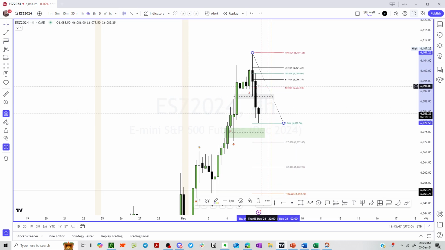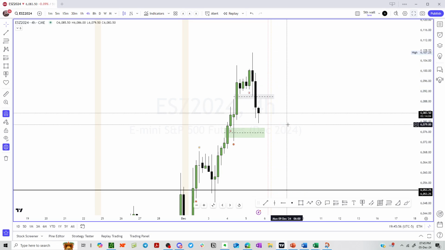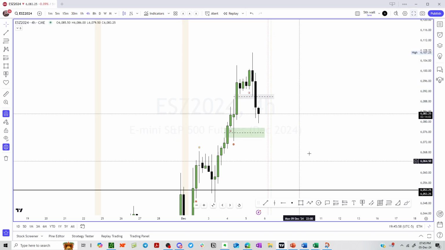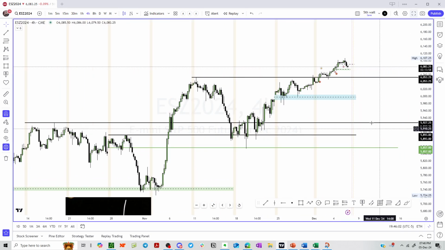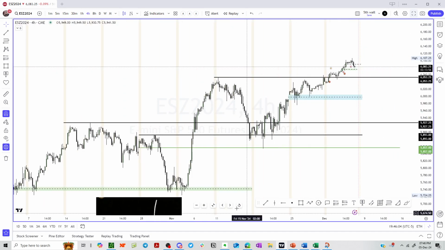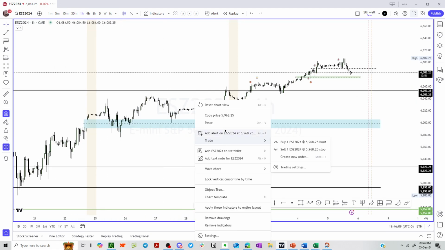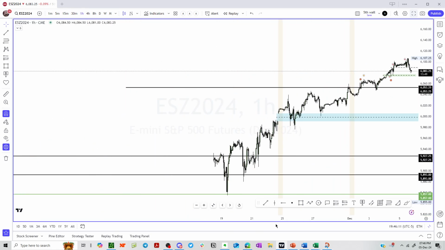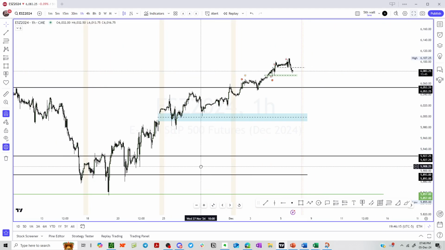So anticipating a run up into here. It can trade down into here and then do that, or it cannot do it at all. Anyway, I think that's all I wanted to mention from here. That's all I wanted to mention, man.